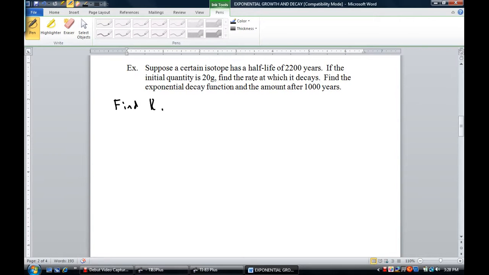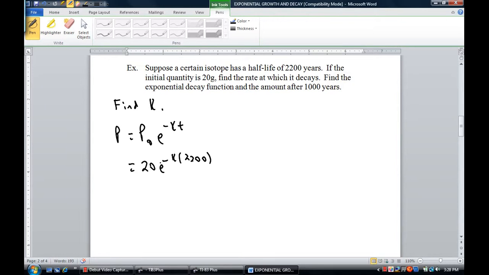And to do that, we're going to use this information. Half-life is 2200 years. The initial quantity is 20 grams. So this is a decay. So it means we're going to use P equals P sub 0 e to the kt. Or is it? Nope. It's a decay, so we'll use the negative. So we know that the initial amount is 20 grams. And we don't know what K is, but we know that it takes 2200 years for it to decay, so that's our T, to half its life.